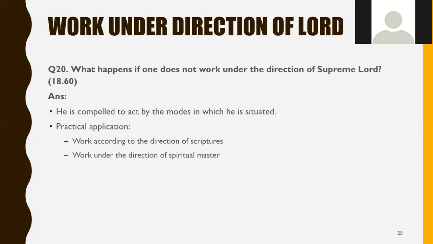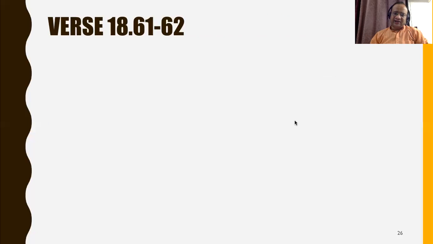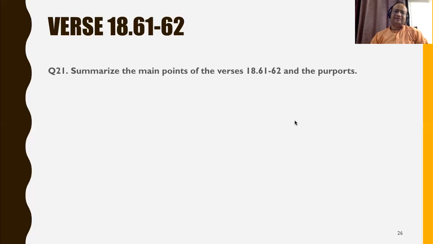Yeah. So this question has a connection with the previous question, 60. What happens if one does not work under the direction of the Supreme Lord? The Lord says, if you don't work under my direction, you will be working according to the modes of nature. Now hearing this, Arjuna might think that the modes of nature are actually supreme. So here in the 61st verse, Lord Krishna clarifies it.